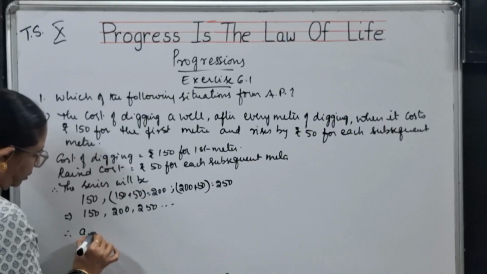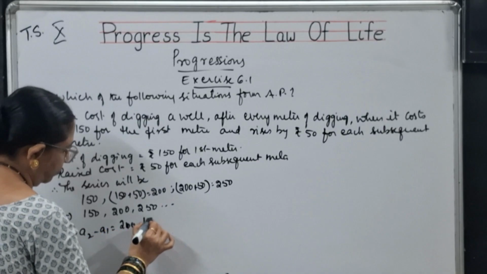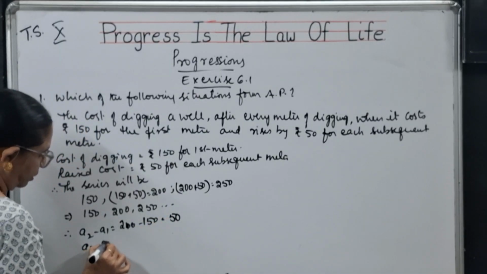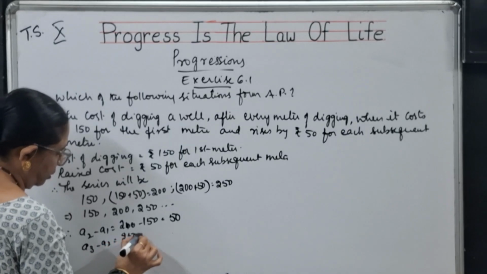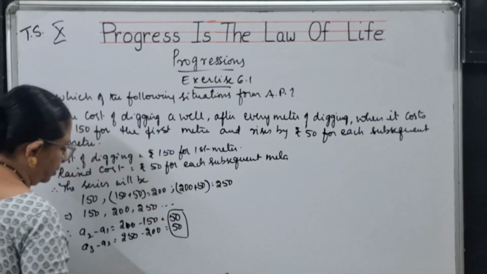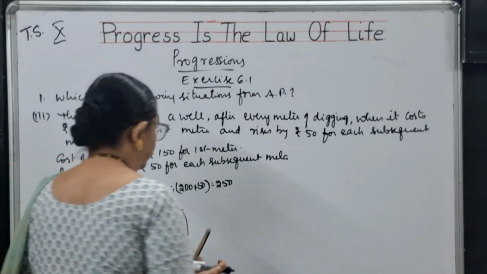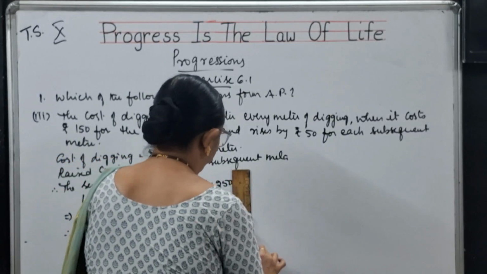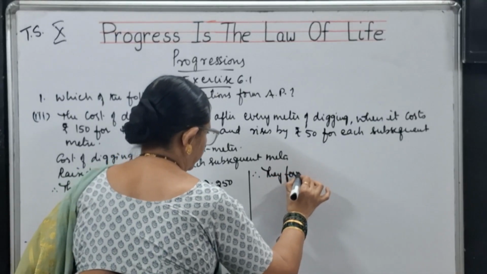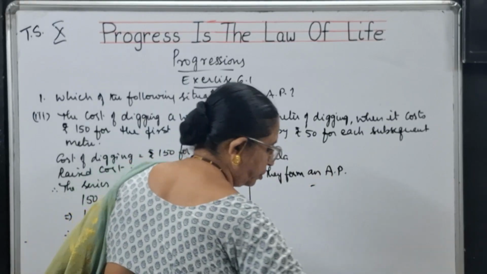Therefore, what is A2 minus A1? 200 minus 150, that is equal to 50. And A3 minus A2, 250 minus 200, that is equal to 50. So these two are the same. So the common difference is 50. That means what, children? They form an AP. They form an arithmetic progression.